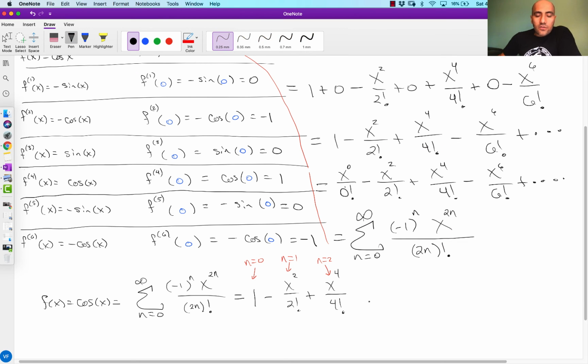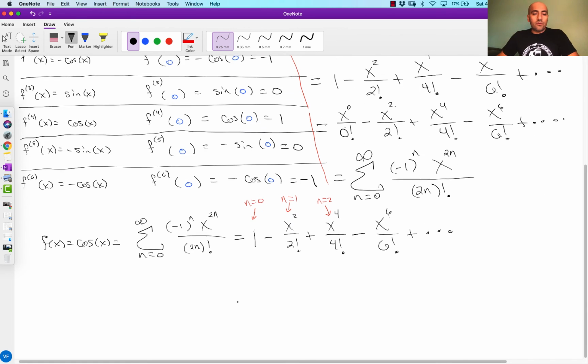And of course, this goes on forever. The next one is minus x to the 6th over 6 factorial, plus dot, dot, dot, forever. So we have ourselves a Taylor series representation of cosine. And of course, because it's centered at 0, it's also, in fact, a Maclaurin series. Okay, so now we have to figure out the interval of convergence.